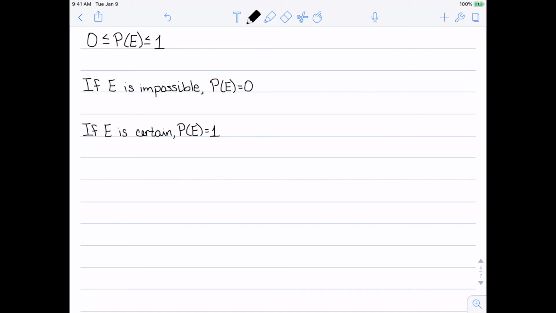And we also know that the sum of the probabilities of all of the outcomes is 1. If we consider every possible thing that could happen and add up all of those probabilities, it's going to be 1. And this comes from the fact that something is certain to happen. Something has to happen. So if we look at all of the probabilities together, they need to be equal to 1.